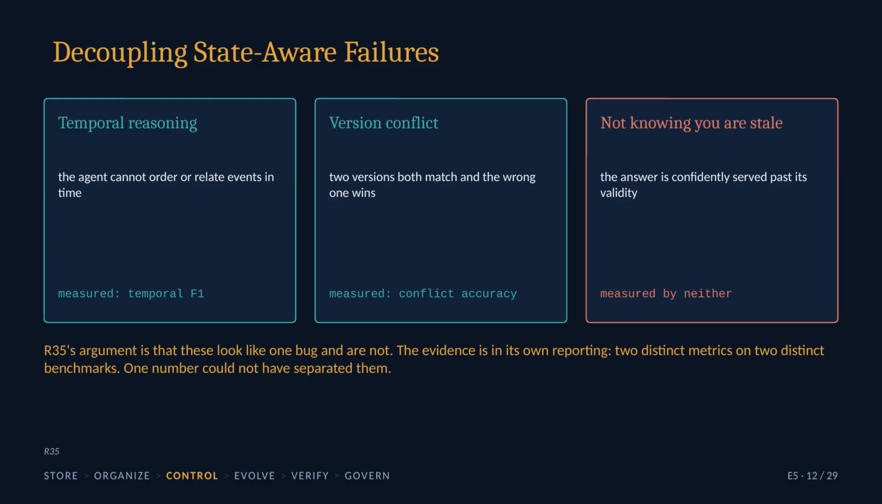That work's title makes a claim I want to draw out, because it is a methodological point rather than a mechanism. Failures that involve state look like one bug and are not. The agent cannot order events in time, that is temporal reasoning. 2 versions both match the query and the wrong one wins, that is version conflict. And the answer is served confidently past its validity, that is not knowing you are stale. The evidence that these are separate is in the reporting itself, 2 distinct metrics on 2 distinct benchmarks. A single number could not have separated them. Note which of the 3 has no metric at all. We come back to it.